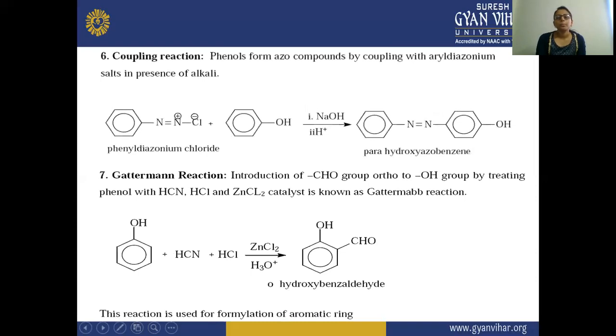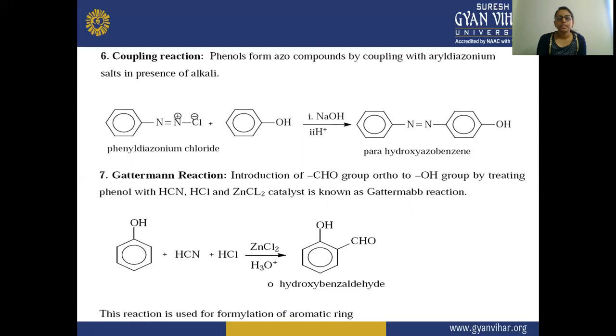Next reaction is your coupling reaction. In your coupling reaction, you can make azo compounds from phenols by coupling with aryl diazonium salt in the presence of alkali. So here we have taken your phenyl diazonium chloride. Firstly, the phenol is reacting with this phenyl diazonium chloride.